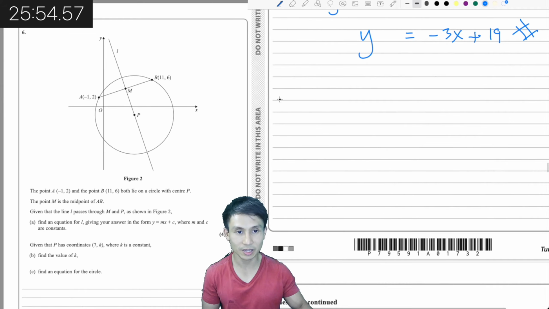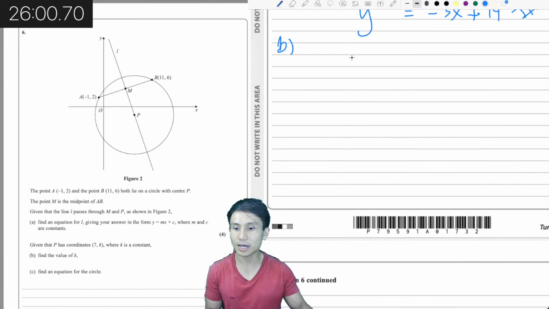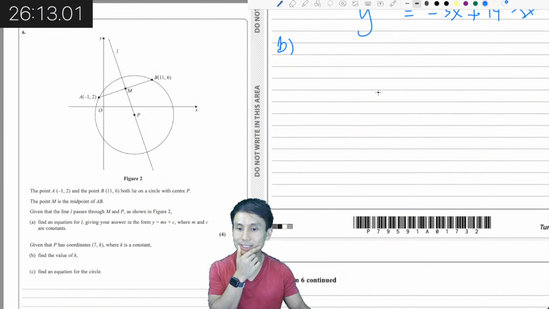So part B. Given that P has coordinates of 7k, where k is a constant. Find the value of k. I see. Let me think.